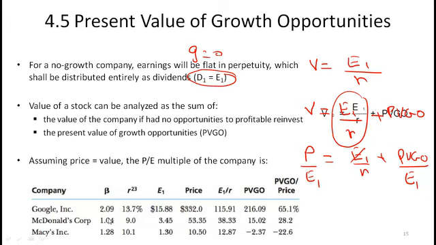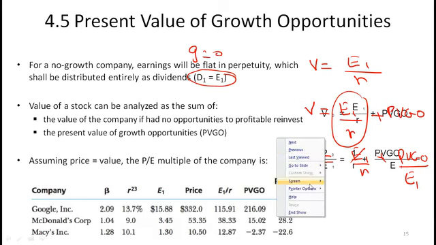What about a company like McDonald's? Here only 28% of the value is coming from the growth opportunity. Does that make sense? That's logical. A company like Macy's that maybe is going down, so the growth is negative. Here the number is negative.